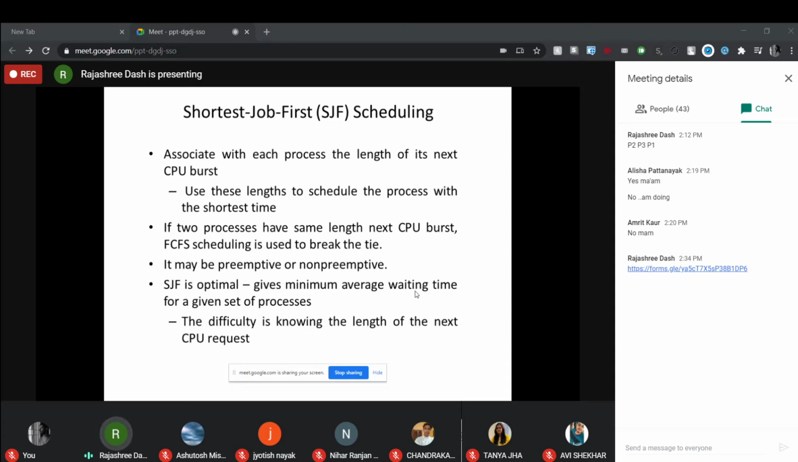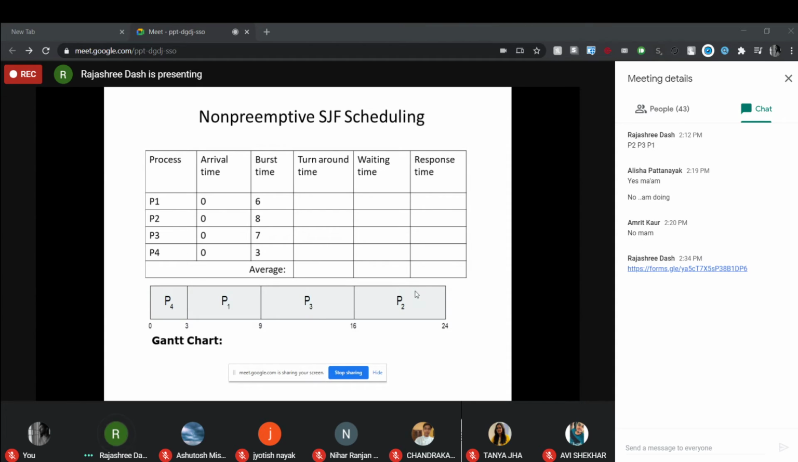As I have told you, SJF may be preemptive or non-preemptive. Among all the scheduling algorithms we will discuss, you will find that SJF is the optimal one. It gives the minimum average waiting time and minimum average turnaround time for a given set of processes. But it also suffers from some drawbacks. The main difficulty is how to know the length of the next CPU burst. We will discuss that later. For now, let's discuss one problem based on non-preemptive SJF scheduling.